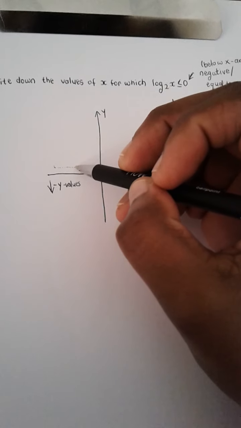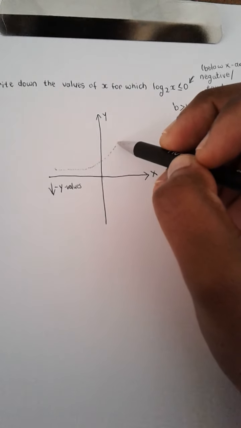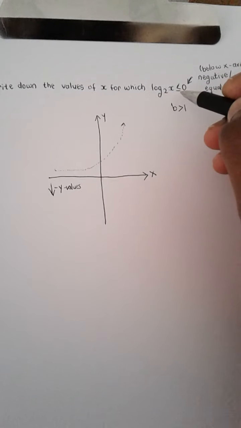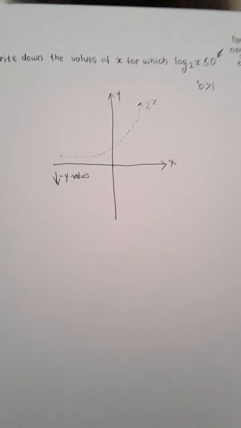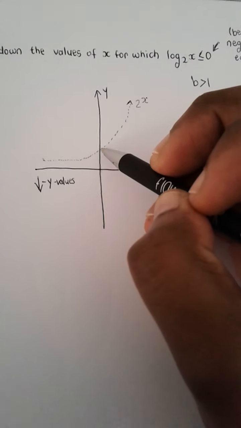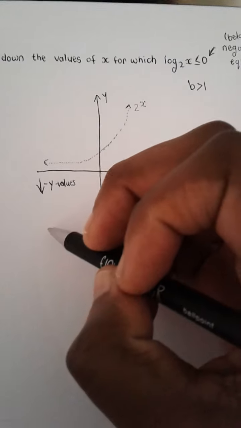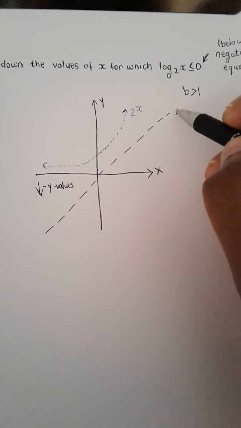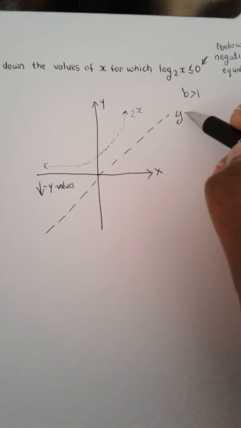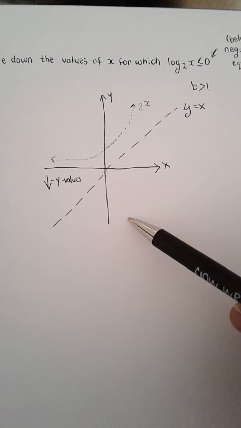An increasing exponential looks like this. It has its asymptote sitting on the negative x-axis, and it would look like that. For this specific one, this would be 2 to the x. I'm trying to do it in a dotted form because it's not what we're trying to sketch right now. Now when you reflect this about the line y equals x, sorry, I meant you reflect it about the line y equals x, it's going to come over to this side.